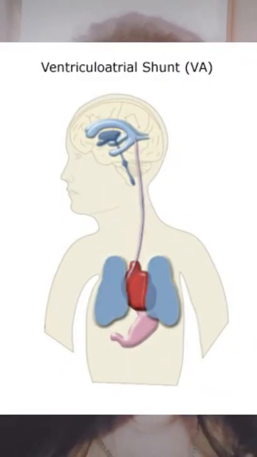Ventriculoperitoneal. So here's another one. Ventriculoatrial. That kind drains from the brain into one of the heart chambers. Then there's a third kind of shunt for hydrocephalus called Lumboperitoneal. And that third kind drains from the lower back into the abdominal cavity.